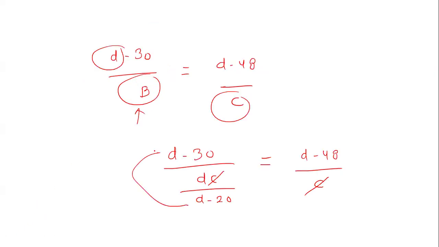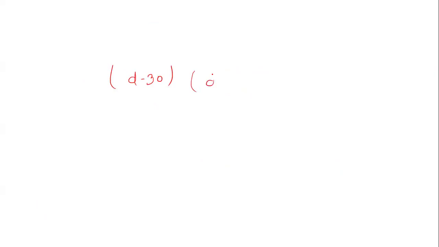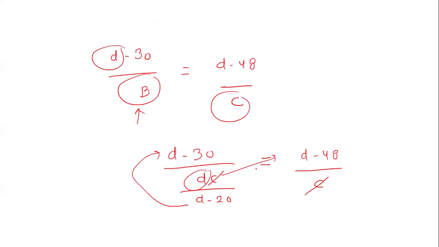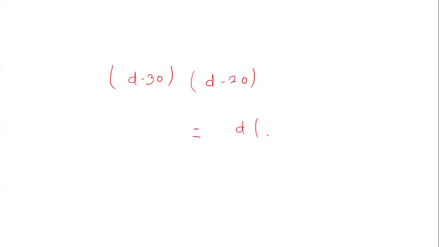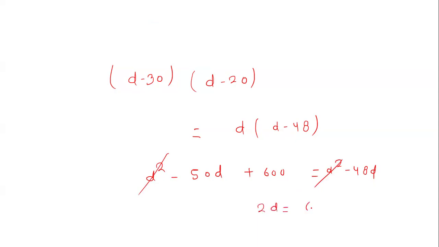It will come like (D minus 30), and this (D minus 20) goes to the upper side, and from here this D remaining goes to this side. And we have this finally. Now you can solve this. It is quadratic: D square minus 50D plus 600 is equal to D square minus 48D. D square is cancelling, so we can write 2D is equal to 600. From here D is equal to 300.